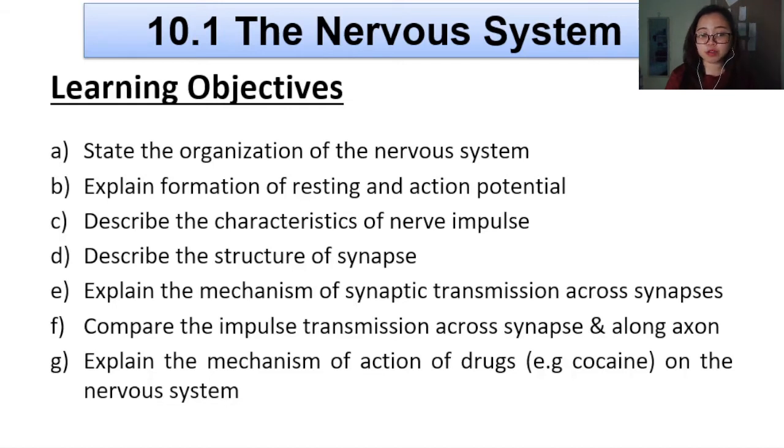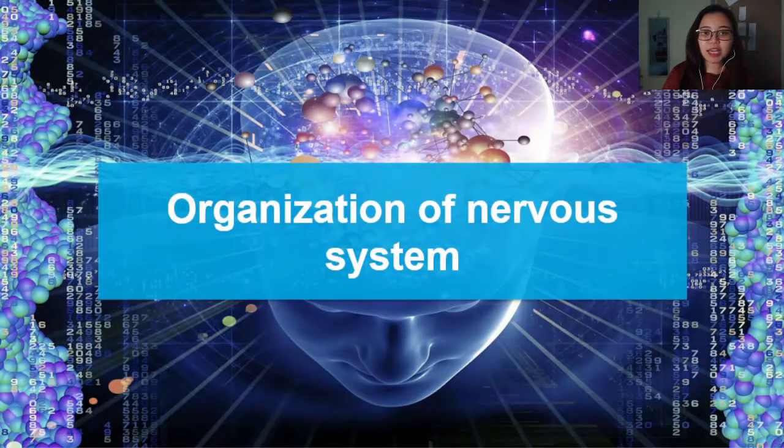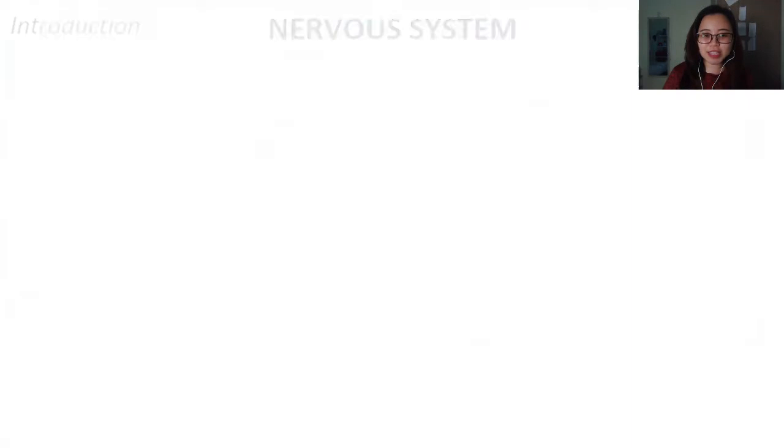mechanism of synaptic transmission across synapses, compare the impulse transmission across synapse and along axons, and also, last but not least, explain the mechanism of action of drugs such as cocaine on the nervous system. So it's quite a lot, so make sure you take your time to digest in between each lesson. Let's begin our lesson by looking at the organization of the nervous system.